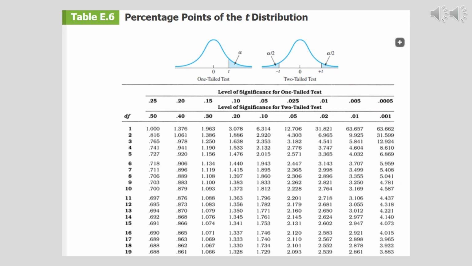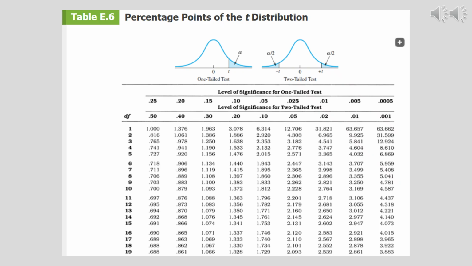Therefore, we can reject the null hypothesis and conclude that the alternative hypothesis is correct. Our alternative hypothesis being that there is a relationship between our study time and final exam score. Okay, so how do we interpret this table? Remember, all those numbers that you're seeing are critical t-scores.